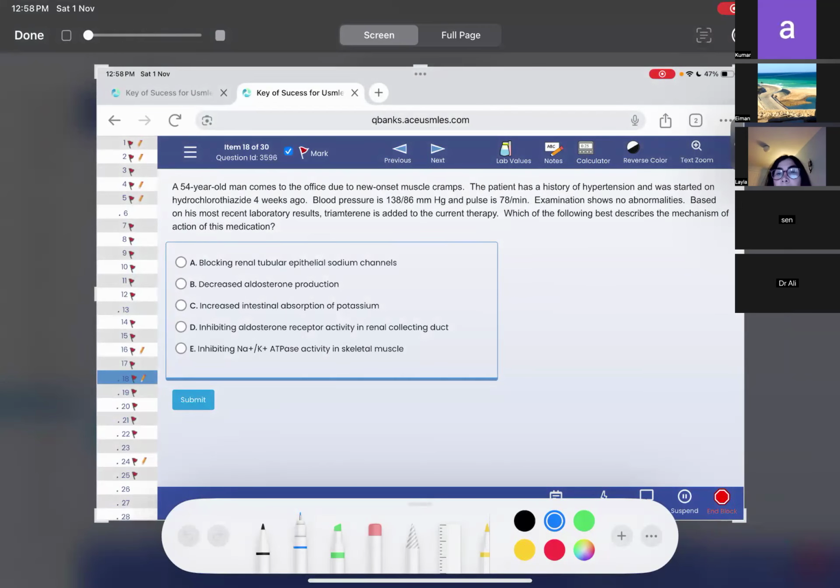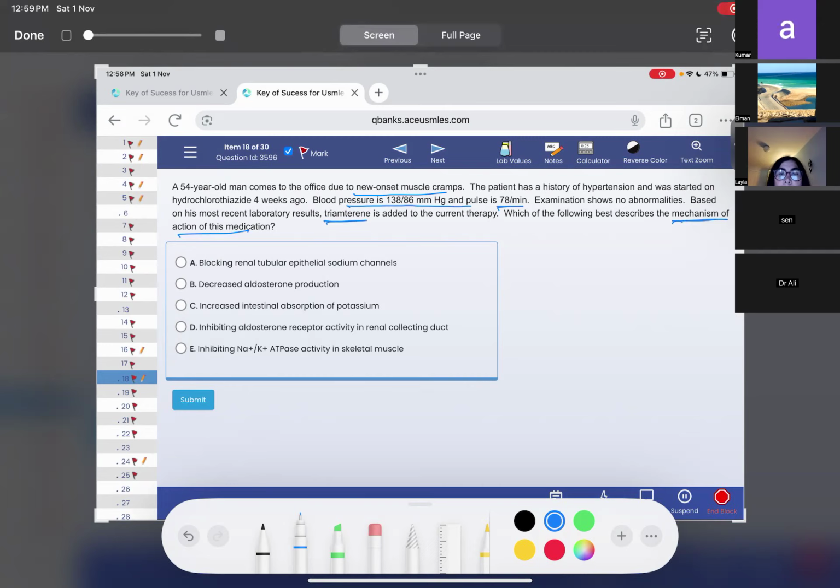Which of the following best describes the mechanism of action of this medication? A 54-year-old man comes to the office due to new onset muscle cramps. The patient has a history of hypertension and was started on hydrochlorothiazide 4 weeks ago. Blood pressure is 138 over 86 millimeters of mercury and pulse is 78. Examination shows no abnormalities. Based on his most recent laboratory result, triamterene is added to the current therapy. Which of the following best describes the mechanism of action of this medication?